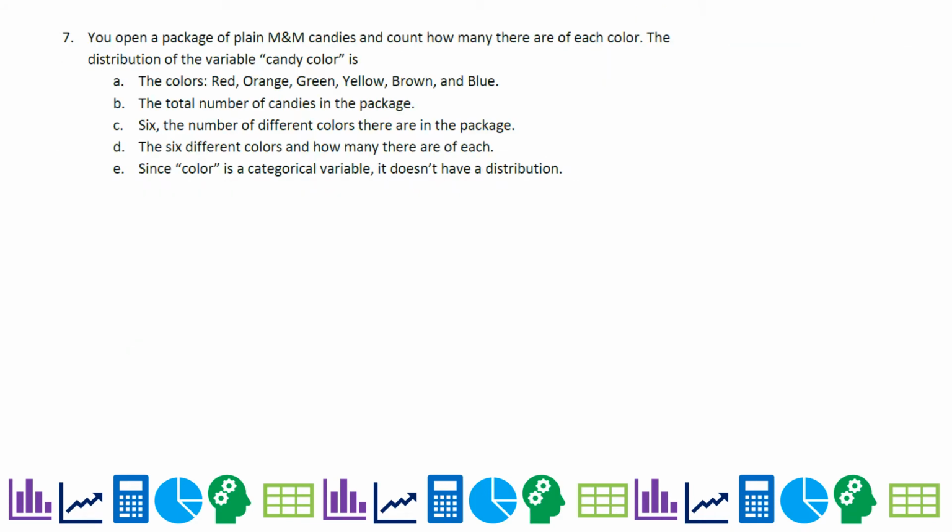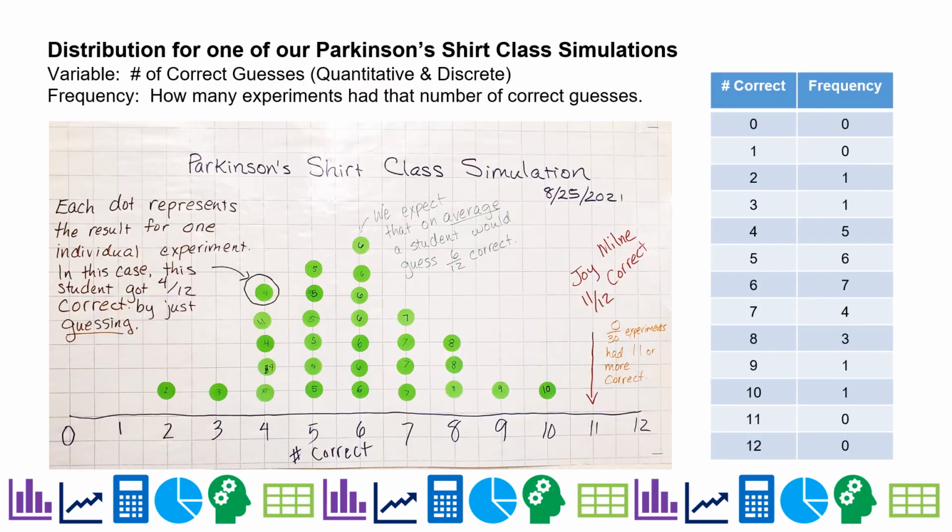You open a package of plain M&M candies and count how many there are of each color. The distribution of the variable candy color is, all right. So again, we may not have explicitly talked about distribution. Your book probably does a slightly better job of that. But let me tell you what a distribution is right now. A distribution is a combination of a variable and a frequency.